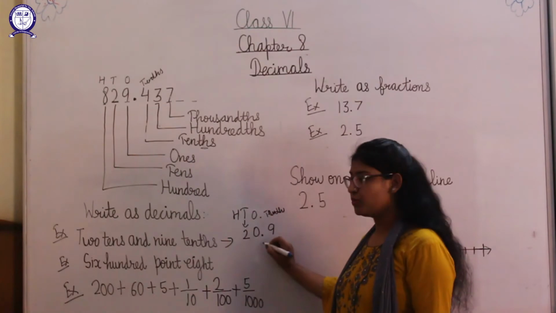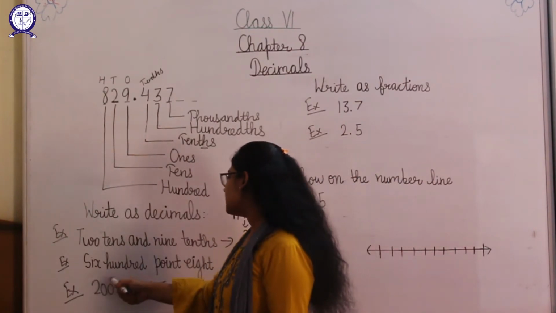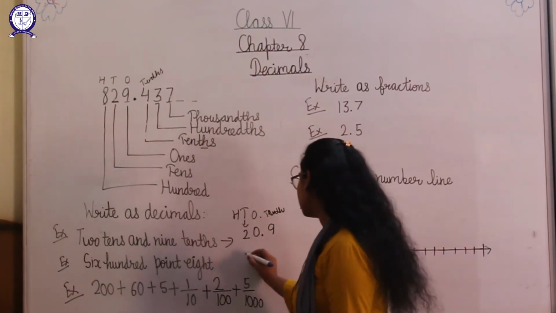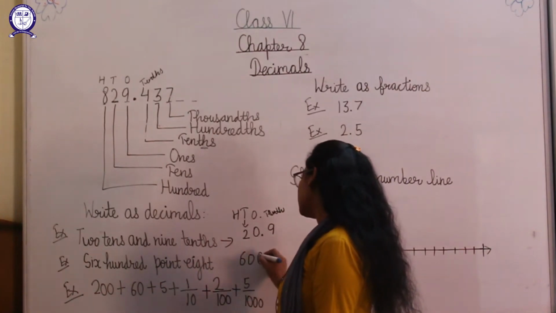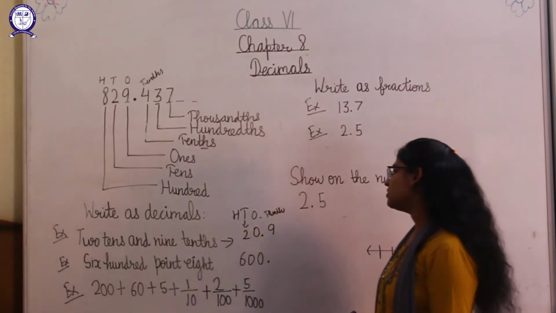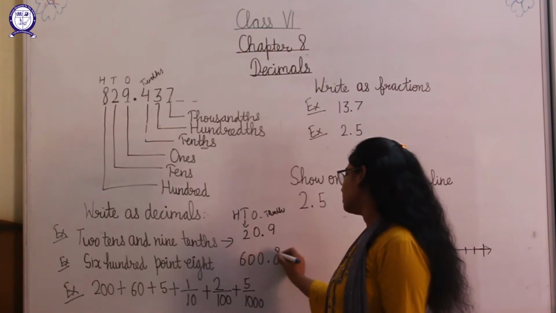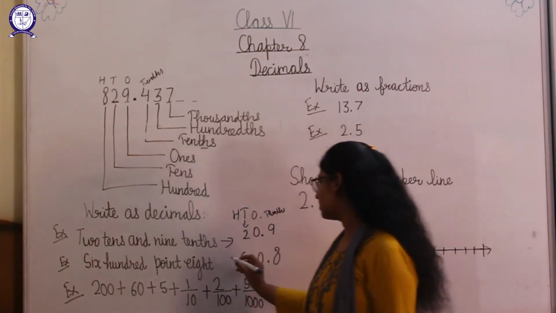It will be 20.9. Now next one is 600.8. 600 we will write like this, 600 and then point. Point means decimal we have to put, and 8. So it will be 600.8.